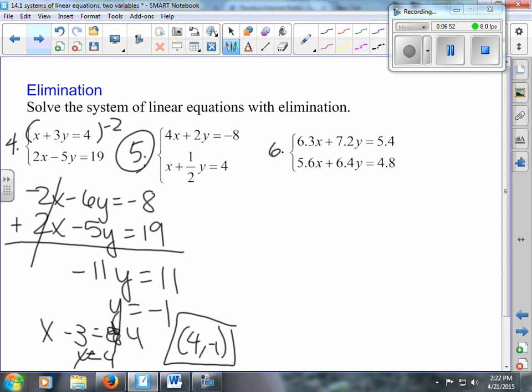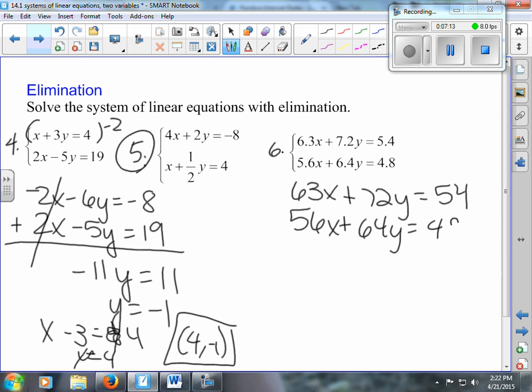6 looks tricky, but it's not. Just multiply by 10. And then you probably could divide the top one by 7, maybe. So if I multiply by 10, I hate decimals. We get 63x plus 72y equals 54. 56x plus 64y equals 48. Okay, so now that I've multiplied by 10, I don't see decimals, and that makes me happier.